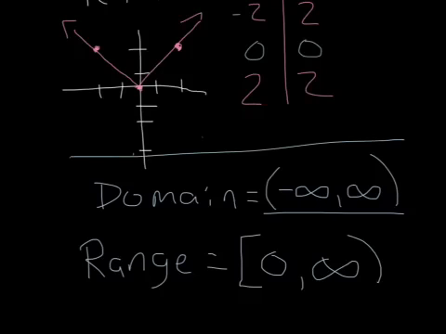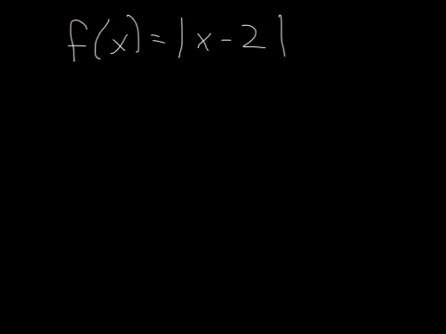So here's our domain and our range. Okay, let's try this one. We've got f of x equals absolute value of x minus 2. Whenever we don't have an exact absolute value of x, we actually have to be really careful in which points we choose. And let me show you why.